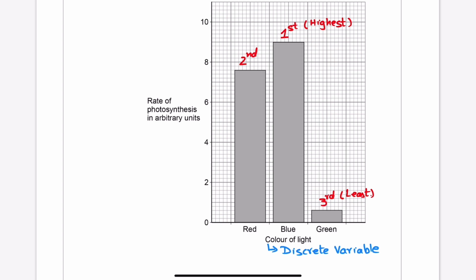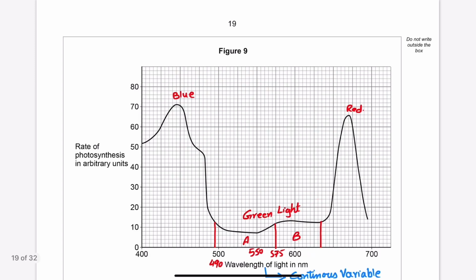From here, we are going to use this information to apply our knowledge to figure number 9. We have one peak here, a second peak of photosynthesis rate is given here, and here the graph value is very low. So it means that if it is the blue color, here we have the highest rate of photosynthesis. If we compare with figure number 8, the second highest is the red color. This is my second peak. And the lowest value of photosynthesis is for the green color.